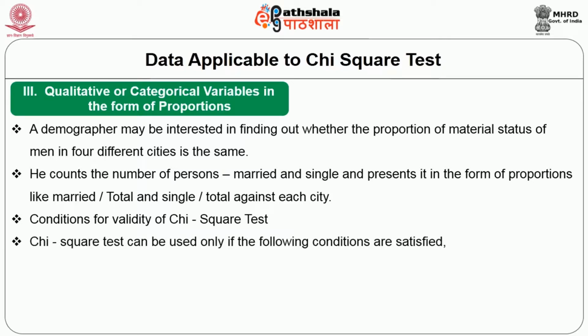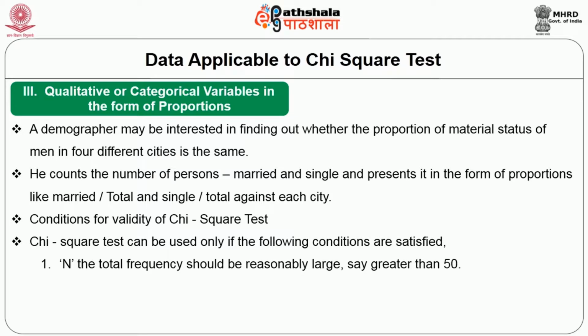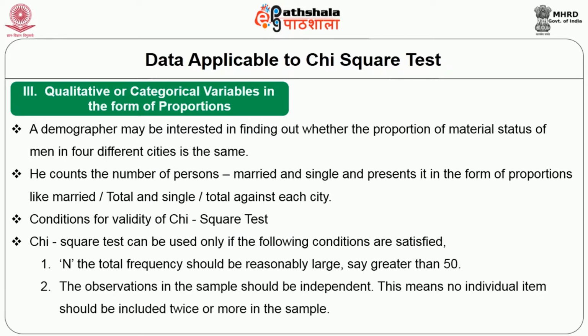Chi-square test can be used only if the following conditions are satisfied. N, the total frequency, should be reasonably large, say greater than 50. The observations in the sample should be independent. This means no individual item should be included twice or more in the sample.